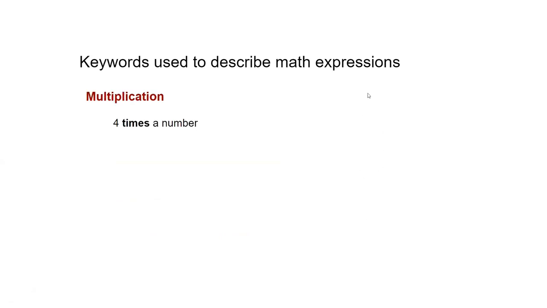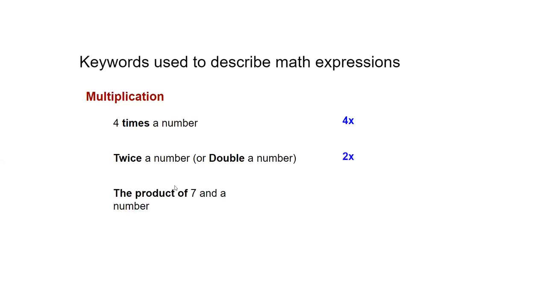4 times a number. That's pretty easy. 4x. Twice a number or double a number would be the same thing. 2 times x. Twice or double just means multiply by 2. The product of 7 and a number. That's just 7x. That just means multiplication.